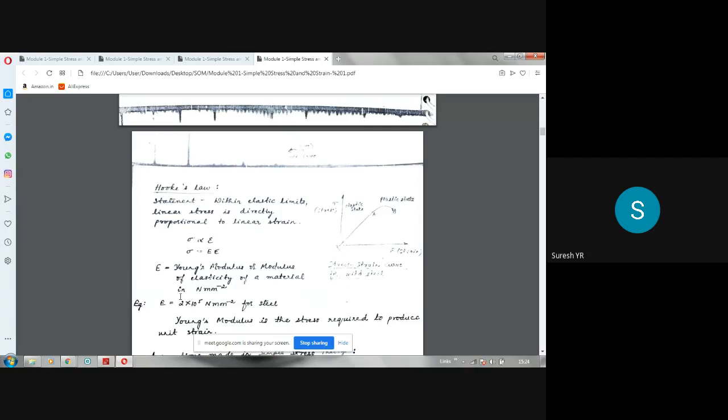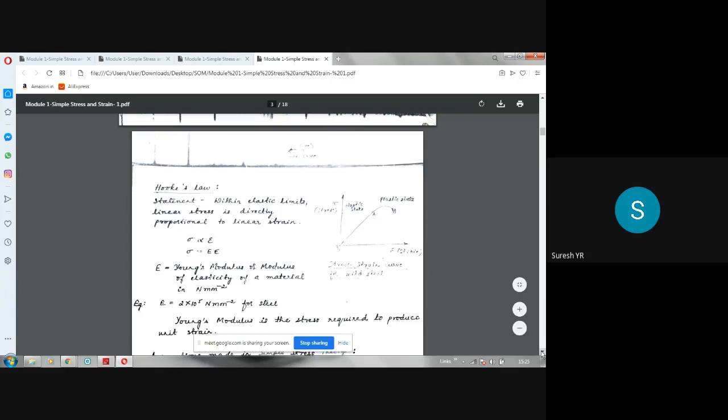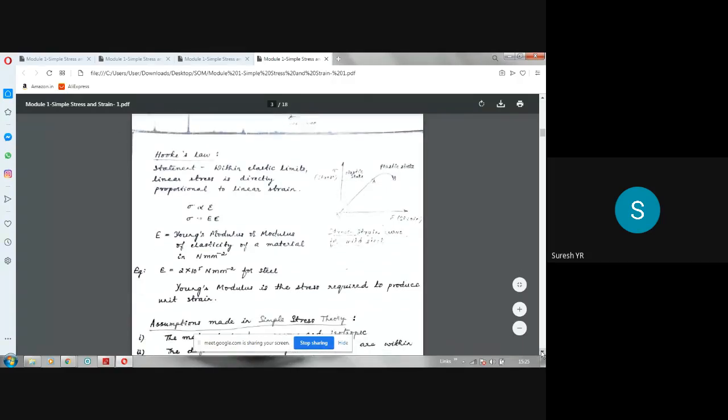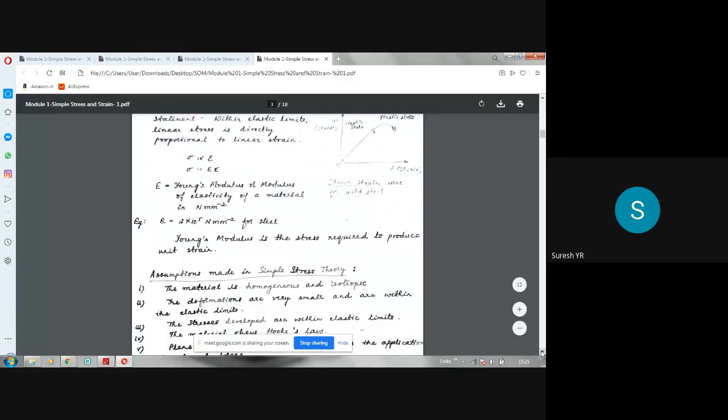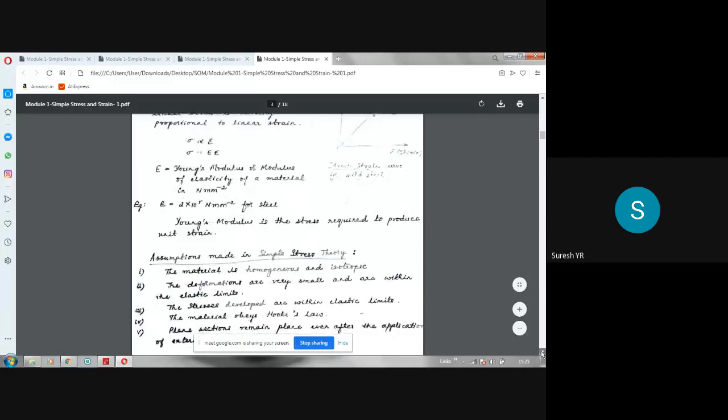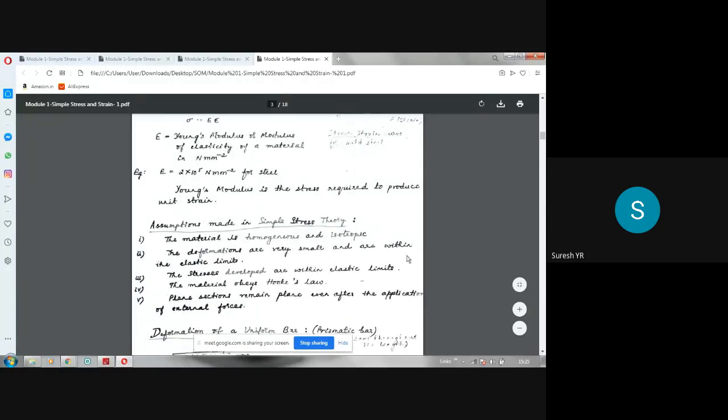For example, for steel, the value is 2 into 10 power 5 MPa or Newton per mm square, or 200 GPa. Please note that 1 GPa is 1000 MPa or Newton per mm square. This value of Young's modulus varies from material to material.